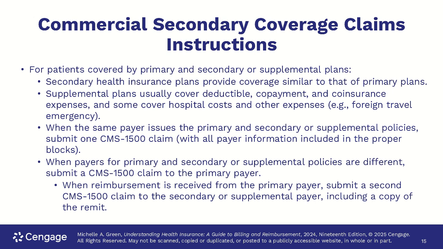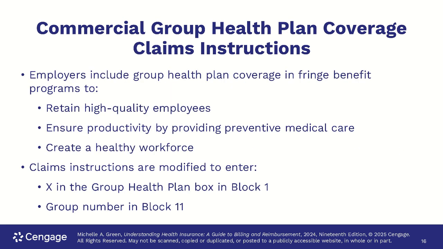So when the patient has a secondary insurance, the bottom line is you send it to the first payer, and then after the first payer pays, you send it to the secondary payer. On that 1500 claim form, you know how we had blocks 9A through D and 11A through D. The primary goes in the 11 box. The secondary goes in the 9A through D.